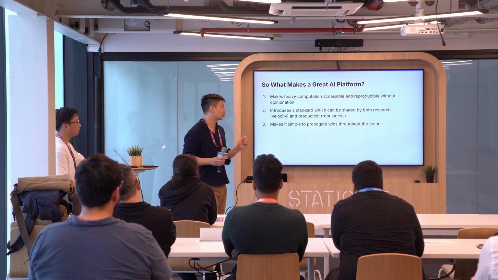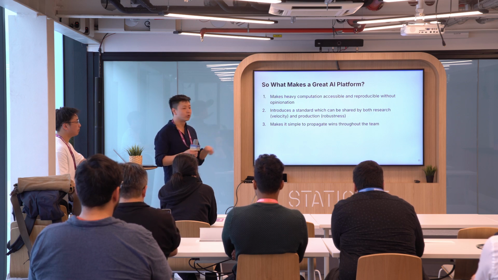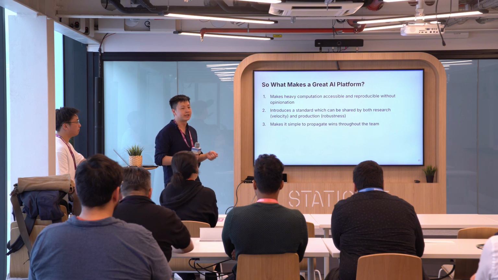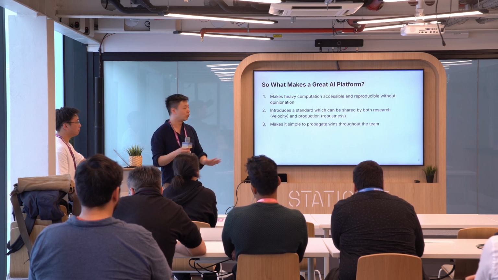This is tough because research demands high velocity on this kind of heavy computation, and production needs robustness and fault tolerance and observability on the heavy computation. So it spans a wide range of concerns that doesn't exist, as we were talking about earlier, in the space of traditional development. But finally, it makes it simple to propagate wins throughout the team.